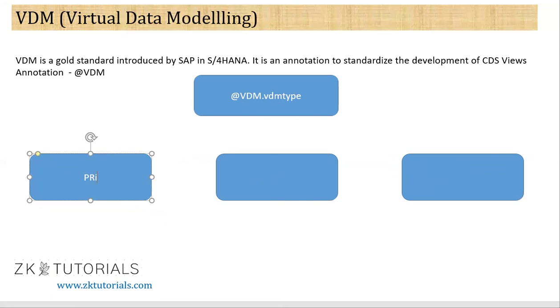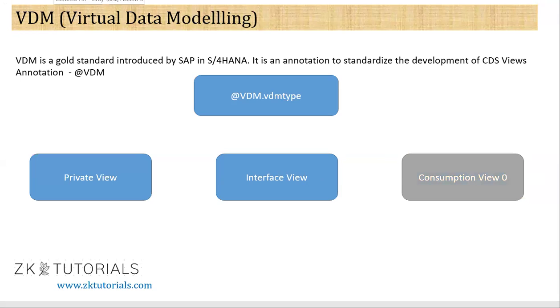The first type is the private view. The second is the interface view. And the third and last is the consumption view. These are the three types of CDS views in our SAP HANA system.